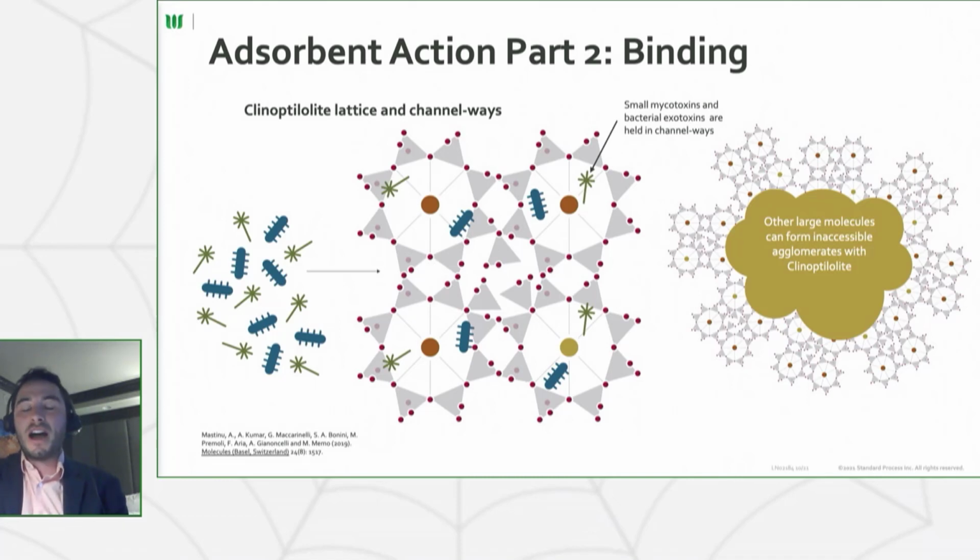The way that it binds bile ultimately has been demonstrated in some in vitro models, where bile is added in the presence of certain other toxic compounds, like a bacterial exotoxin, and it's been demonstrated that clinoptilolite has a very high affinity for that bile binding.